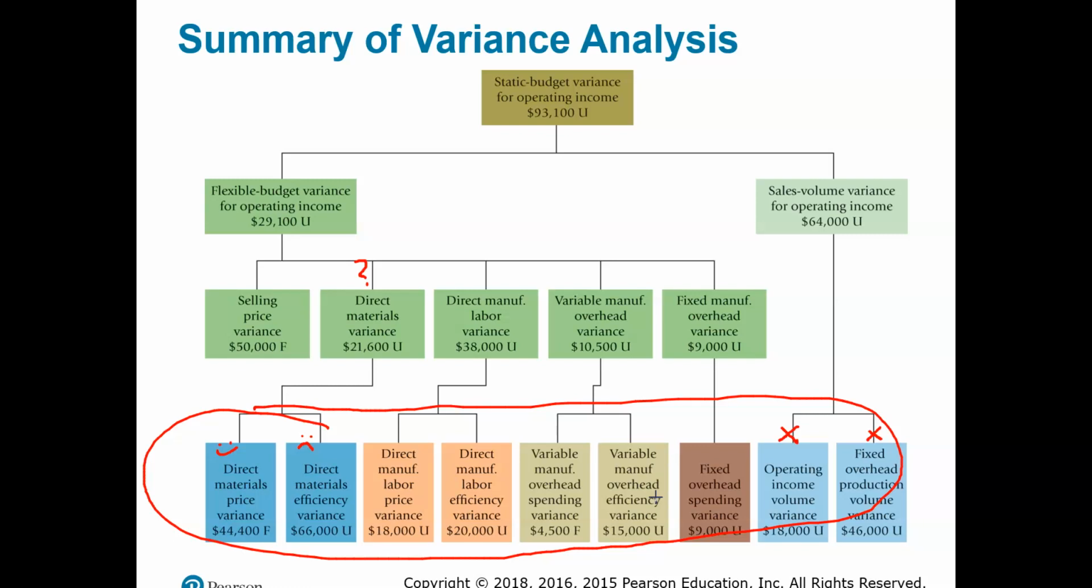And what questions should we ask? Can we drill down deeper? Can we fix this? Maybe we incurred direct manufacturing labor or variable manufacturing overhead for indirect labor. Maybe some of that was due to a turnover of employees, and so we spent more time on training.